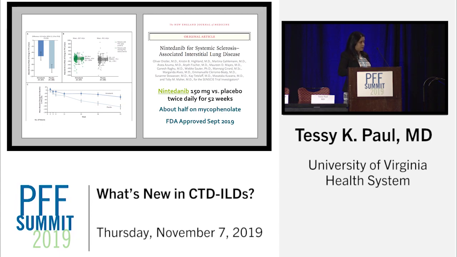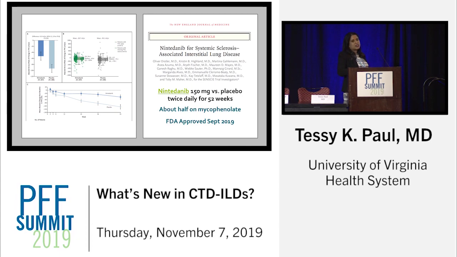And about half of them, I believe 48%, were on mycophenolate. So what they saw was that with patients who received nintedanib versus placebo, the overall FVC decline, absolute decline difference was about 41 mils. So they saw an overall benefit in patients who are on nintedanib with regards to lung function decline. So this actually led to an FDA approval of nintedanib for scleroderma ILD just in September of 2019.